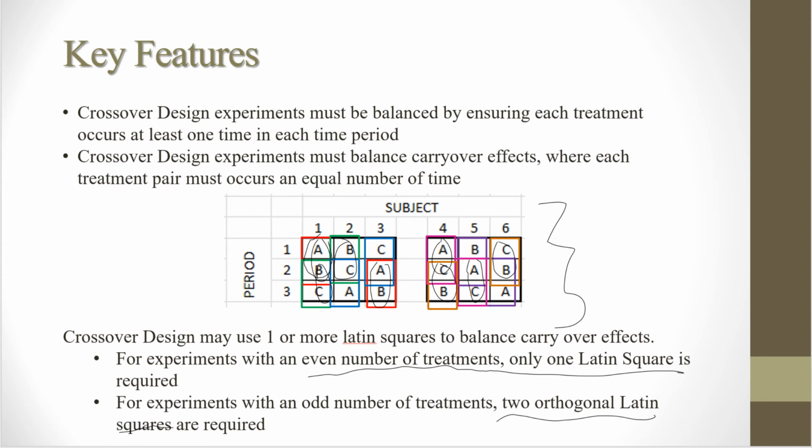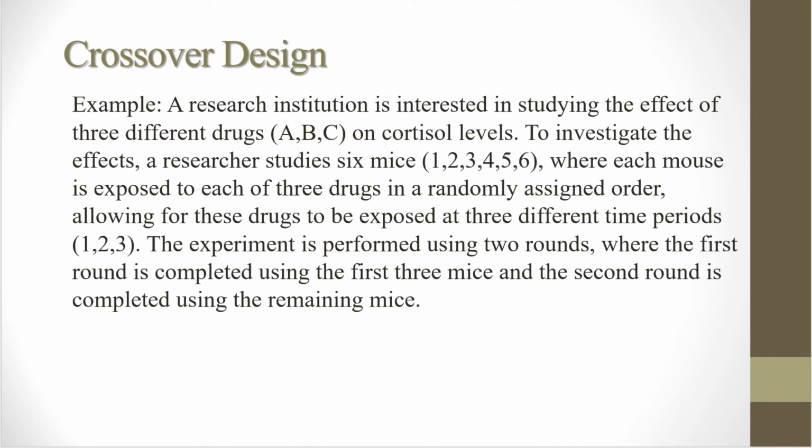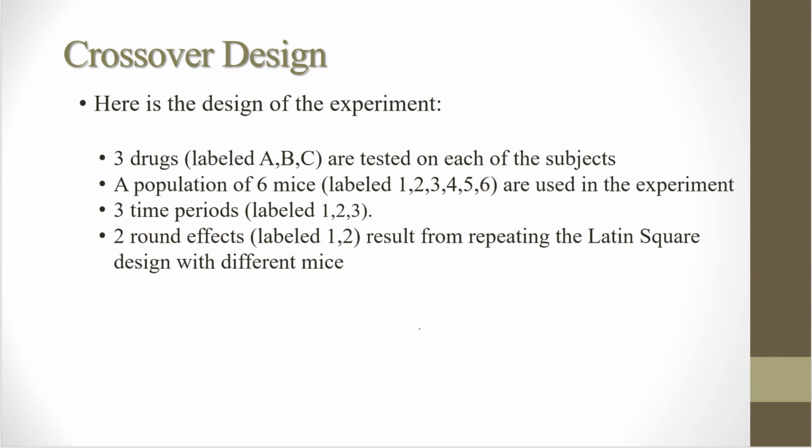All right, so we're just going to jump right into an example here. Our research institution is interested in studying the effect of three different drugs, A, B, and C, on cortisol levels. To investigate the effects, a researcher studies 6 mice labeled 1 through 6, where each mouse is exposed to each of 3 drugs in a randomly assigned order, allowing for these drugs to be exposed at 3 different time periods labeled 1 through 3. The experiment is performed using 2 rounds, where the first round is completed using the first 3 mice, and the second round is completed using the remaining 3 mice.